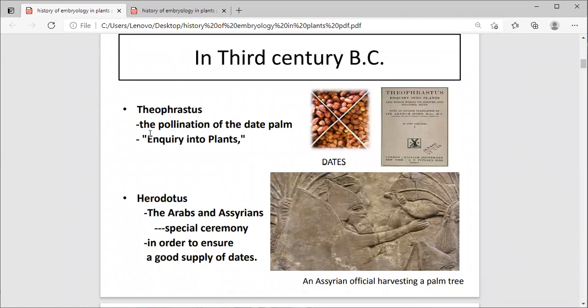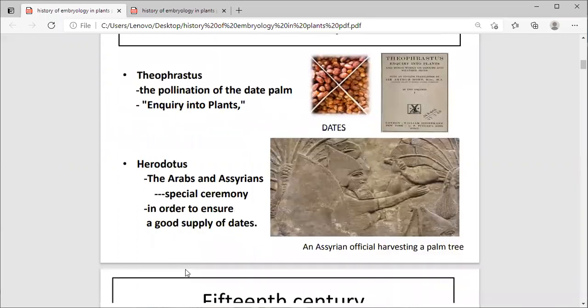Next, Herodotus described the Arabs and Assyrians, who held a special ceremony to ensure a good initial supply of dates. Here you can see the statue, and there is cultivation taking place. Some of these people have collected some spare dates here. This is the official harvesting of the palm trees. How to harvest good dates, that is the study here.